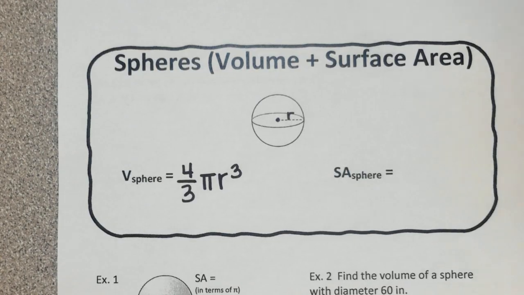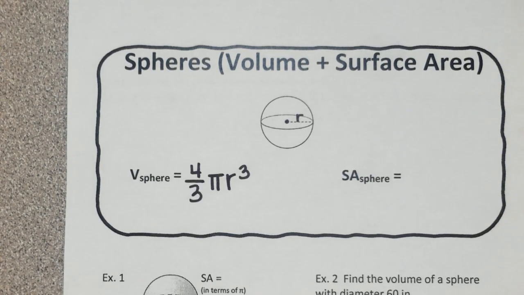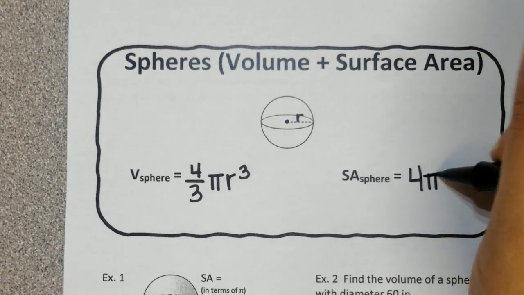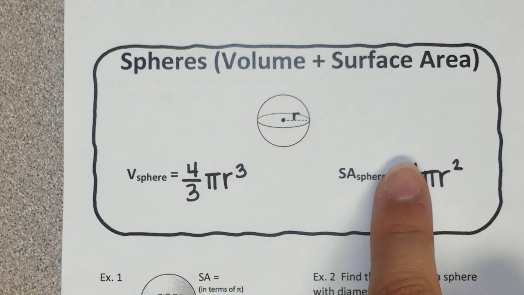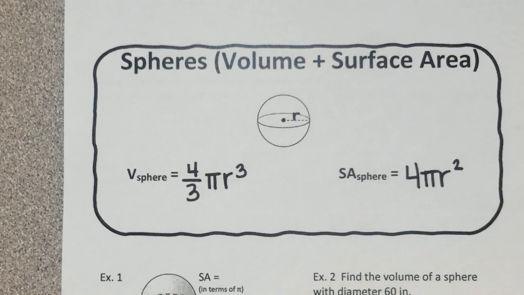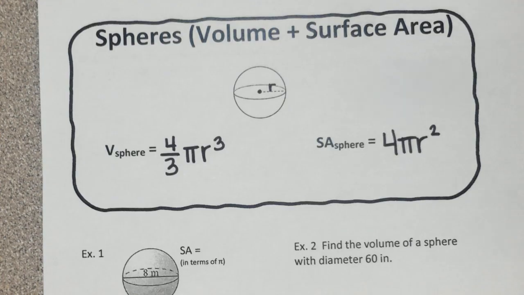Okay? For surface area, what does surface area mean? The outside, the area around. So I want you to think of a beach ball. What's the volume of a beach ball? Air. The air inside. What's the surface area of a beach ball? Plastic. The plastic around the ball, right? So the surface area is 4 pi r squared. Doesn't this kind of look like the regular area formula, pi r squared? But it's 4 pi r squared. Okay? And that's all there is to know about spheres. If you know r, you can find everything.